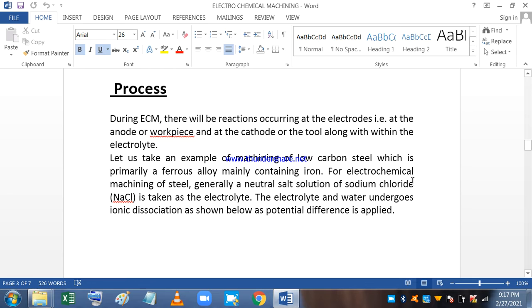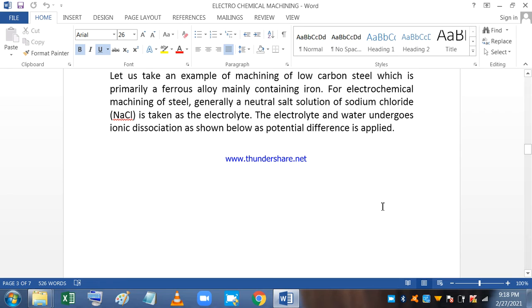The process. During ECM, there will be reactions occurring at the electrodes, that is at the anode or workpiece, and at the cathode or the tool, along with reactions within the electrolyte. Let us take an example of machining of low carbon steel, which is primarily a ferrous alloy mainly containing iron. For electrochemical machining of steel, generally a neutral salt solution of sodium chloride is taken as the electrolyte. The electrolyte and water undergo ionic dissociation as shown below as the potential difference is applied.